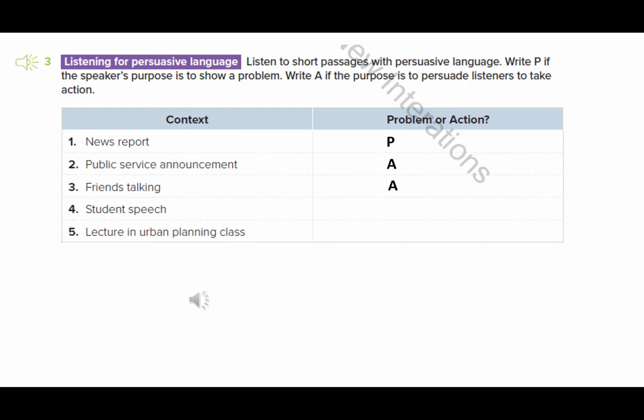Number 3, a friend is talking. It can be the beach, to sit a long time on the beach. That causes skin cancer, and she started talking about how to take action to avoid this. Student speech, she was talking about privacy on the internet, and how to take actions to solve this problem.